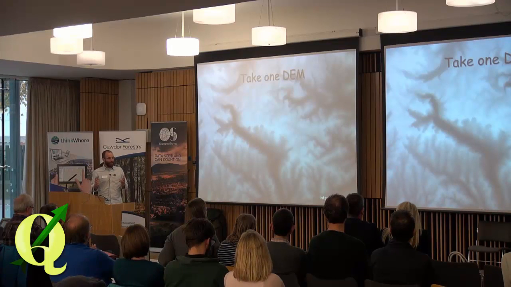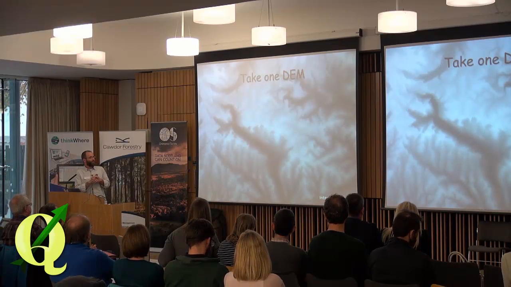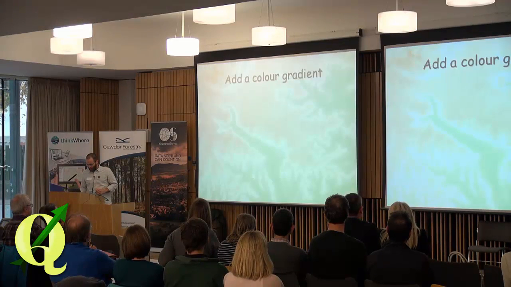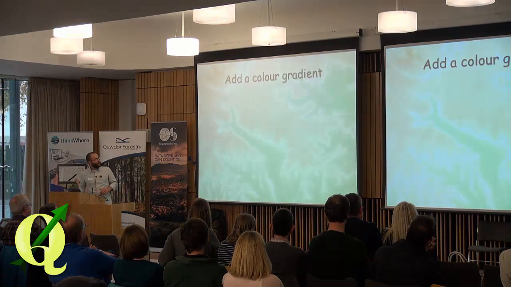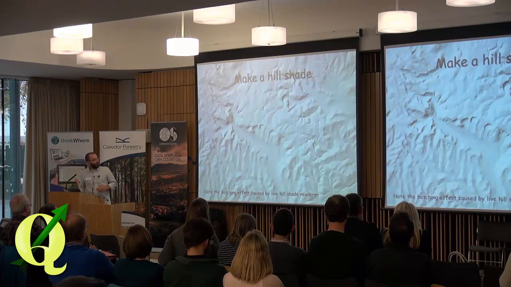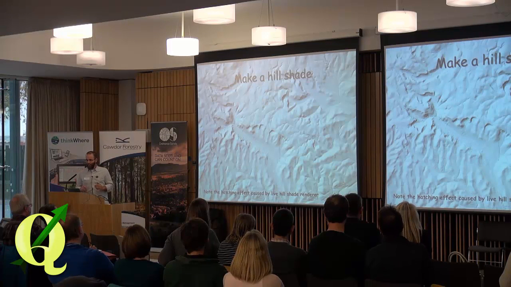So what we want to do is take one digital elevation model. This is the Intermap 10 meter DTM. We take that, add it into QGIS, and add a color gradient to it. So we add some tinting, and we can use QGIS to make a hillshade.